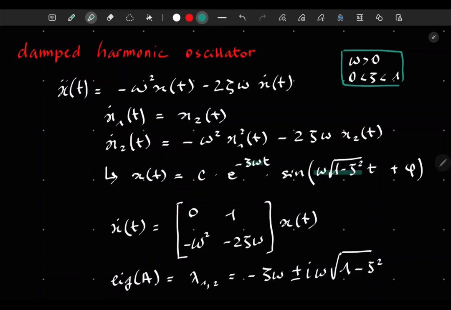Moreover, we can observe that if zeta were negative, then the exponential term would be diverging, while if zeta were larger than 1, then the expression under the square root in the eigenvalue expression would have been real, and then we would only have had real modes, so decaying or diverging exponentials. Meanwhile, the modes that appear here are as follows. They have a sinusoidal part with the frequency that we have just seen, which is damped by an exponential envelope.